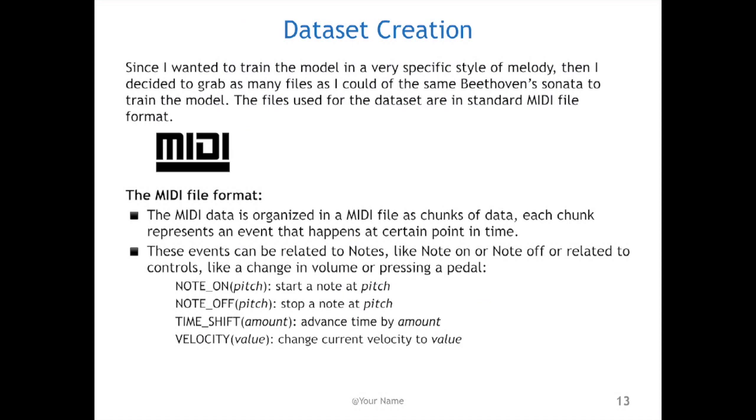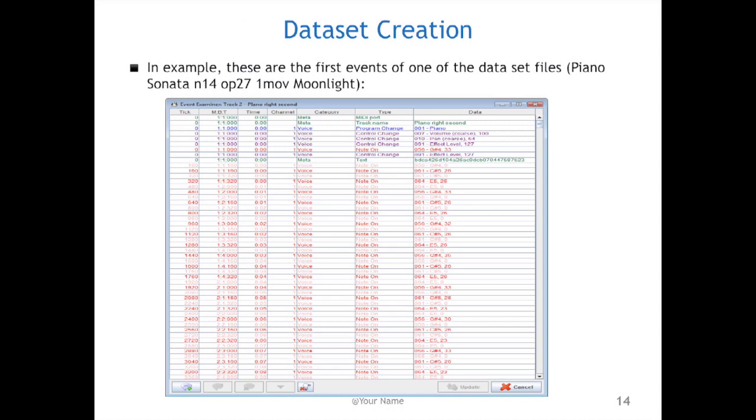In the standard MIDI file format, all the data is organized as chunks. Each chunk represents an event that happens at a certain point in time. These events can be related to notes, like note on, note off, or related to controls, to nuances, like a change in volume or pressing a pedal. For example, here we can see one of the data files and how the events are organized.